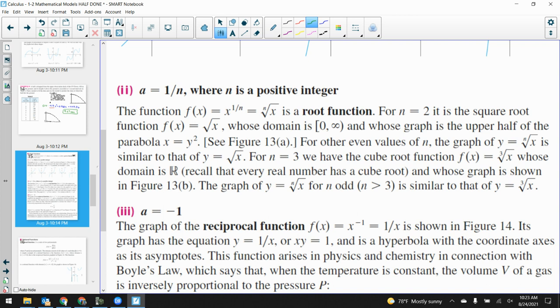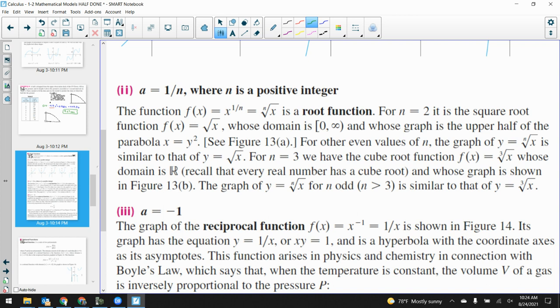Because remember, parabolas and square root functions are inverses of one another, so it's going to tie in really closely. For other even values of n, the graph of y equals the nth root of x is very similar. So just like power functions where we have x to the second, x to the fourth, x to the sixth, if you have the second root of x, the fourth root of x, the sixth root of x, the eighth root of x, they're all going to look extremely similar. Same thing with odd numbers as well.